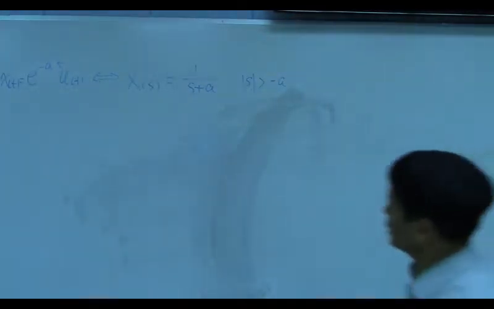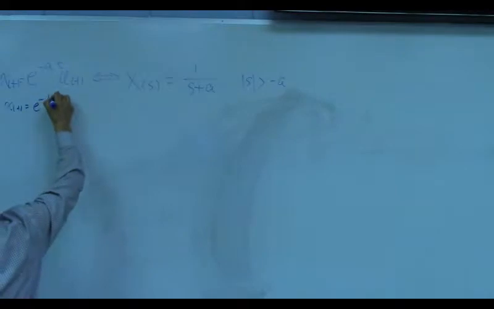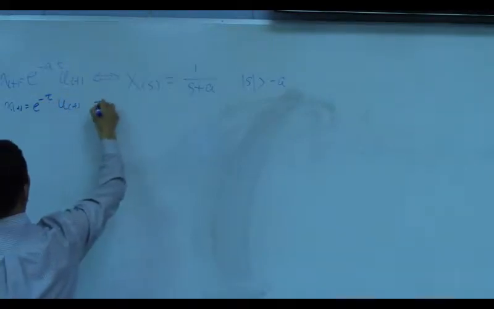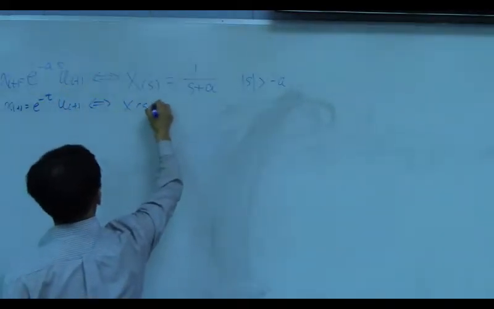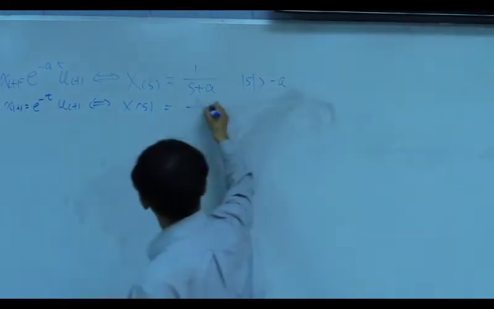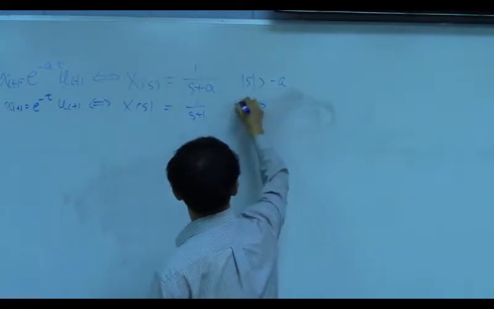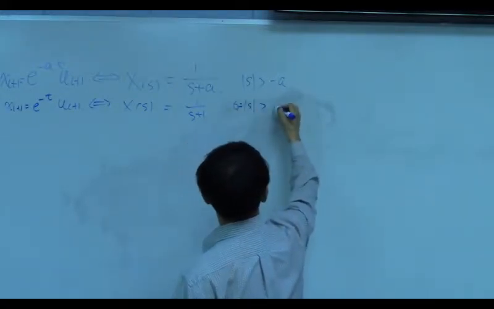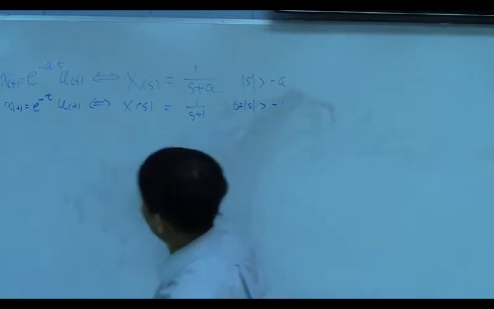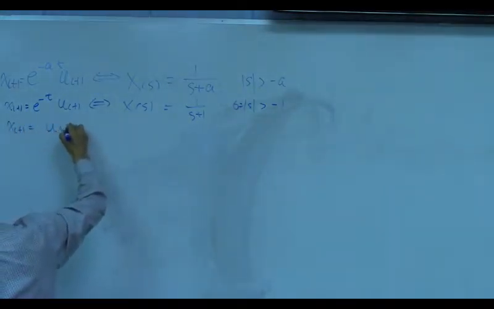Some special case, if e to negative t ut, that gives us, what is this? 1 over s plus 1. Right? And this s is sigma equals this, right? And greater than negative 1. Right? How about this one? xt equals ut.